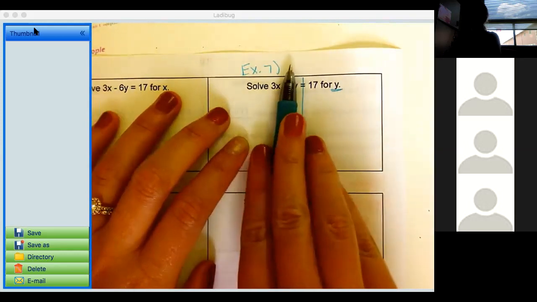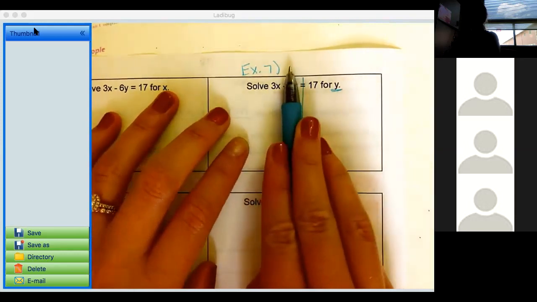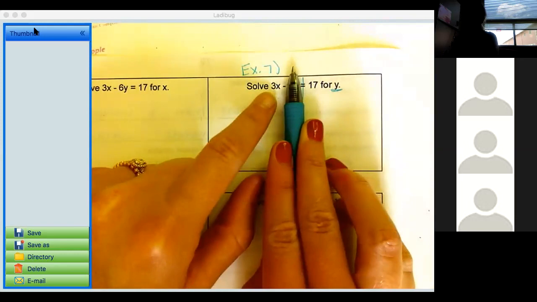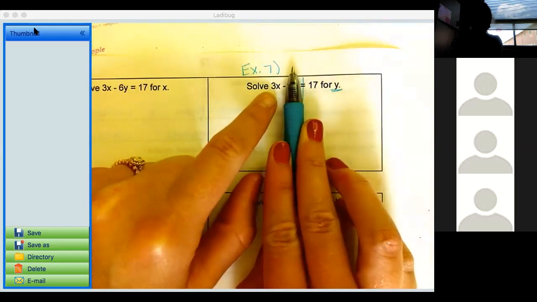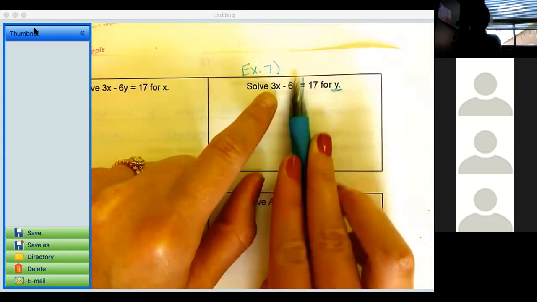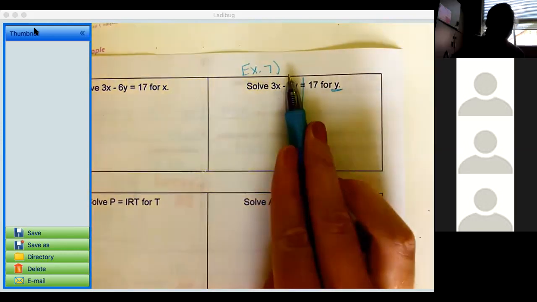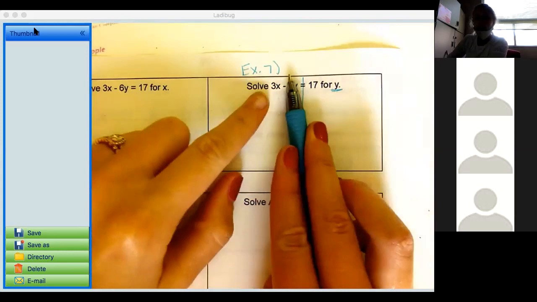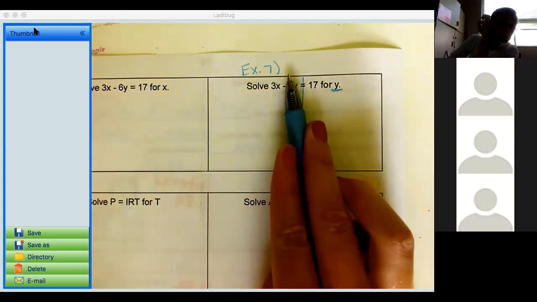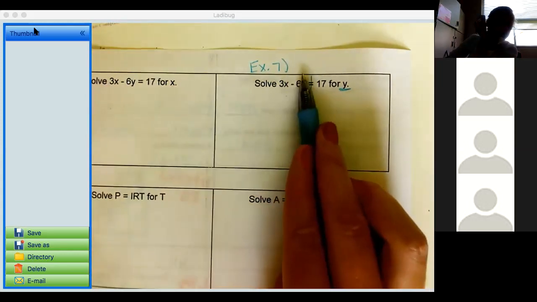This one's a little tricky. There's a reason why I chose this one. What's the 3x doing? What's it doing to the 6y? Subtracting. Now, y'all be careful on this, okay? The 3x is currently subtracting. It's doing 3x minus 6y.